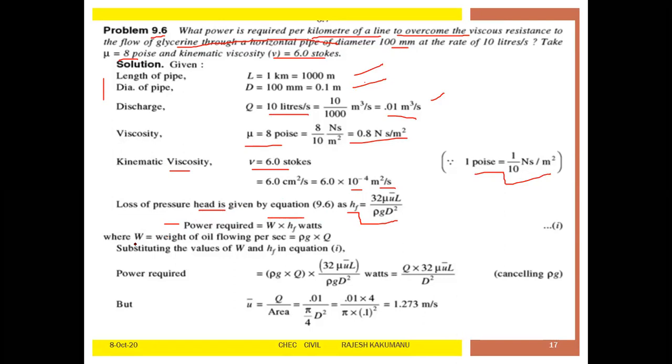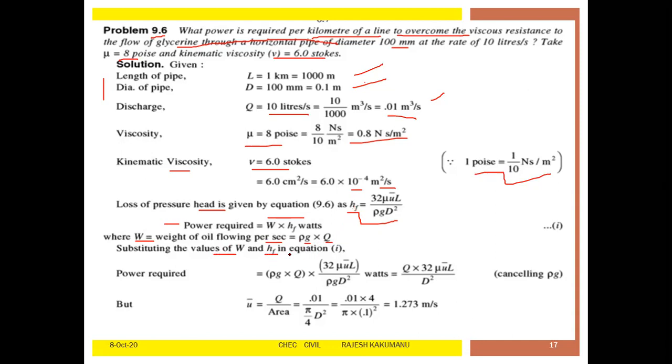Where W is equal to weight of oil per second. Weight of oil per second is equal to rho into g into discharge. Weight is equal to mass into discharge. Therefore W is equal to rho into g into Q. Now substituting the value of W and hf in the equation, what do we get?